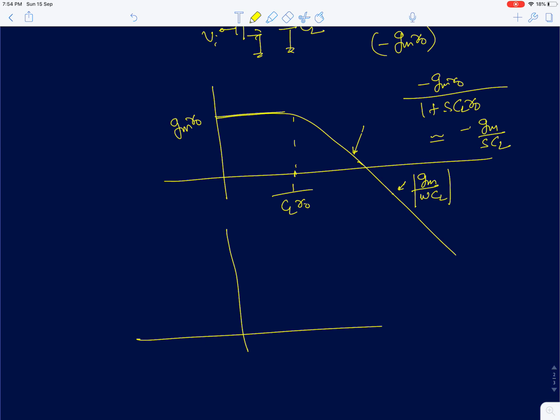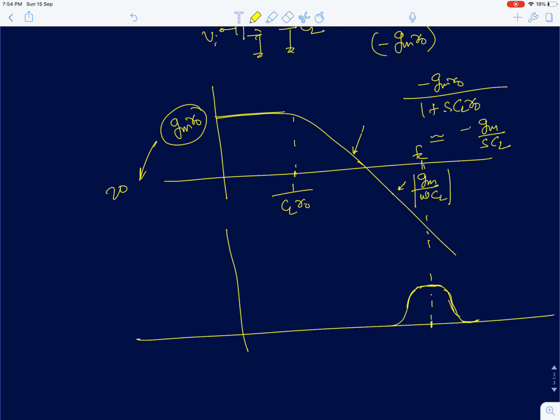But for an RF signal, say for example the carrier frequency Fc is somewhere here, and we need a significant gain in this region. So for example, I'll just take some numbers.